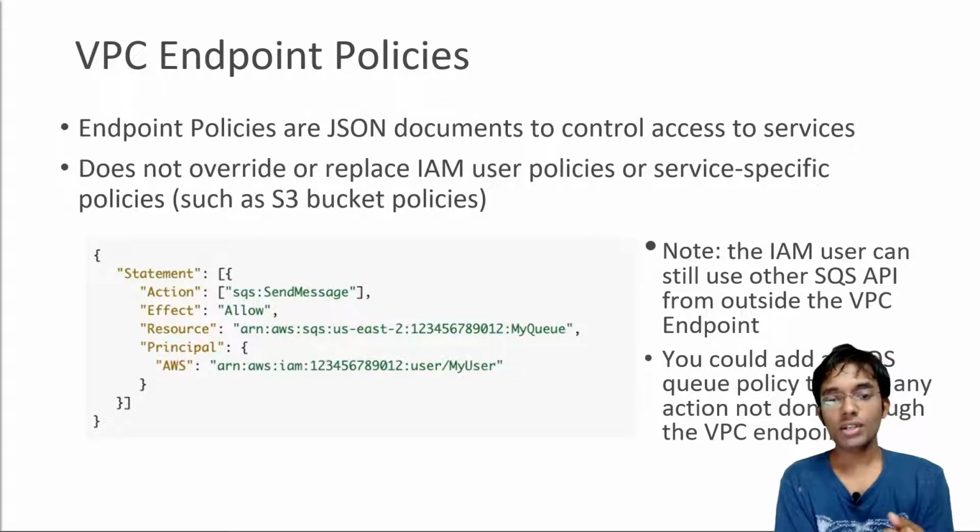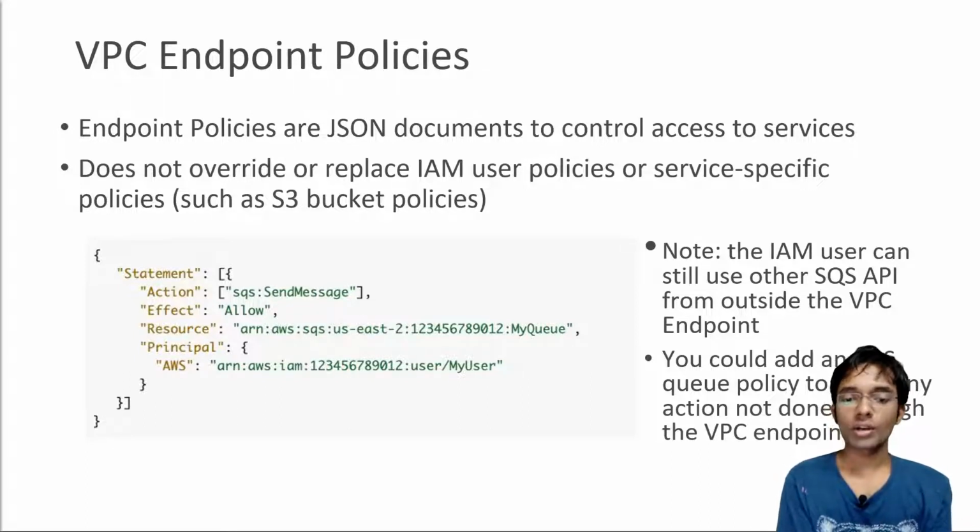Okay, now let's talk about the security of our VPC endpoints. They are called the VPC endpoint policies. A VPC endpoint policy, as you can guess, is going to be a JSON document to control access to a service, and it looks just like this, as shown in one of the sample VPC endpoint policies in the example.